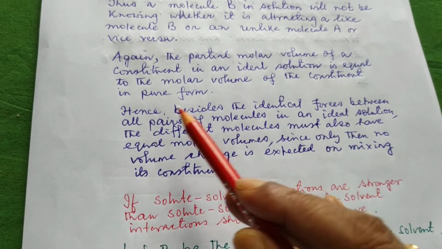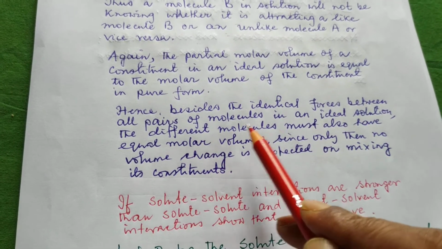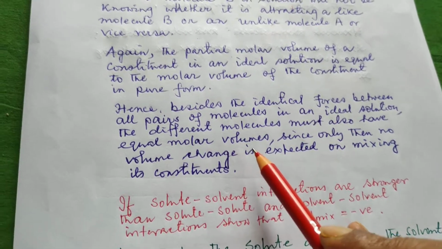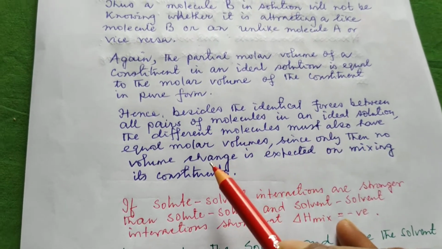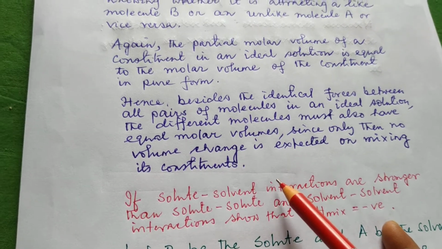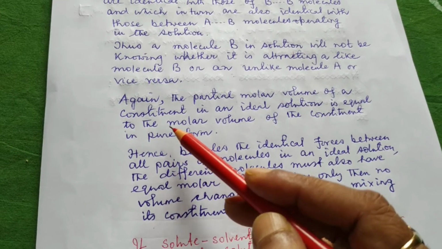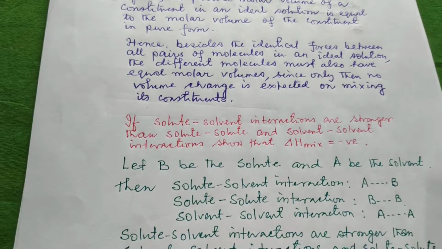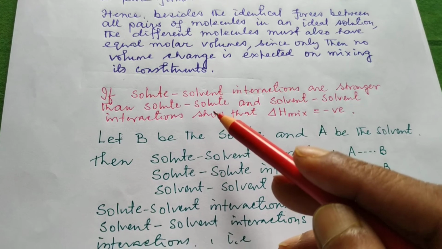So I repeat, besides the identical forces between all pairs of molecules in an ideal solution, the different molecules must also have equal molar volumes, since only then is no volume change expected on mixing its constituents. So this is the molecular interpretation for delta H mix equals 0 and delta V mix equals 0. Now with a definite problem, I will discuss this.